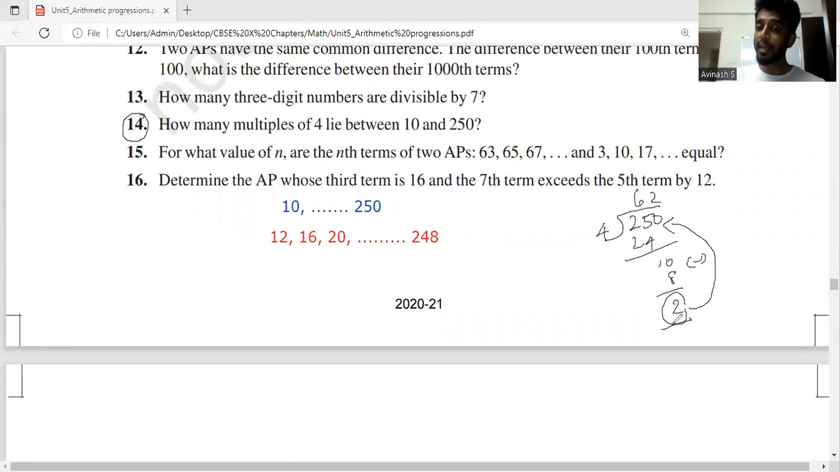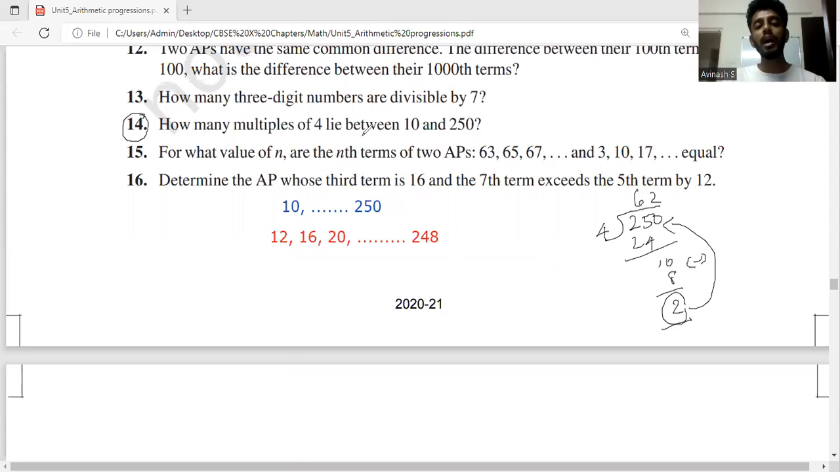So if you get the remainder 2 for 250, it means that it is not perfectly divisible. So you subtract that number and you get 248. So that is how we get this AP. This is not as difficult as the previous problem. But we are trying to figure out the AP. This is called an AP.